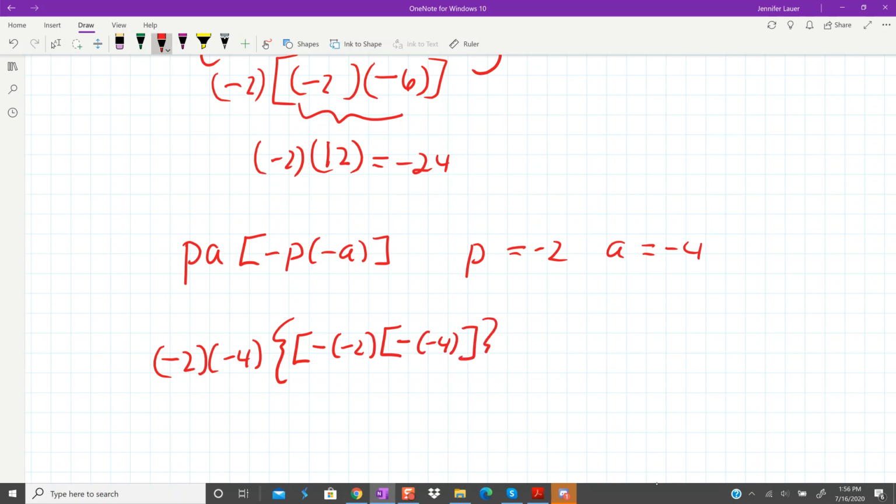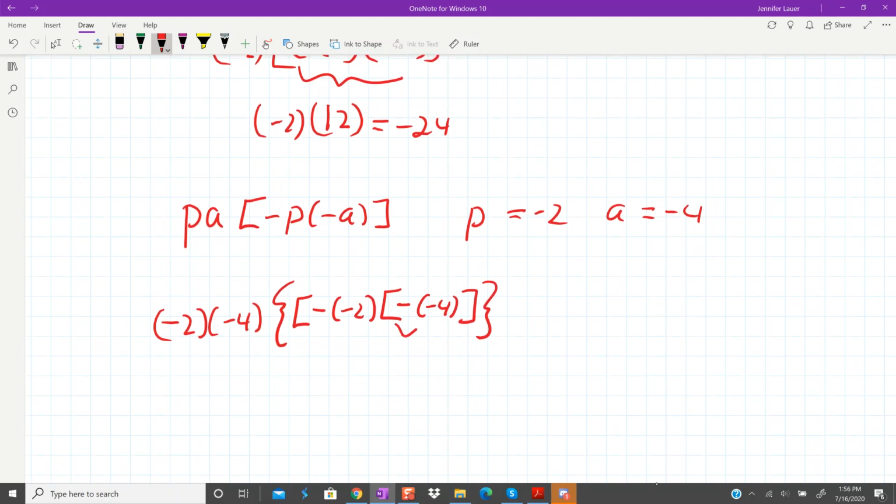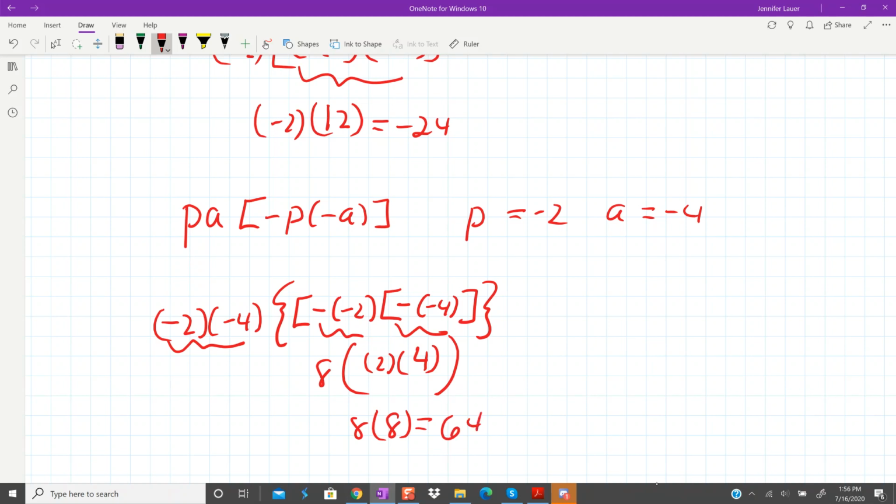-4. Okay, so this is just going to be a 4. This is going to be a 2. And then you can go ahead and multiply those together. It's just going to be an 8 on the outside. And then this will be an 8 on the inside. So our answer is 64.